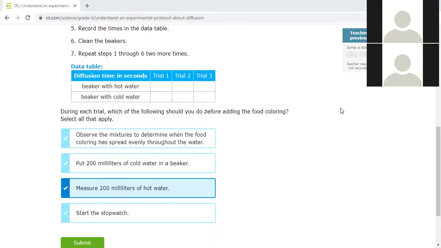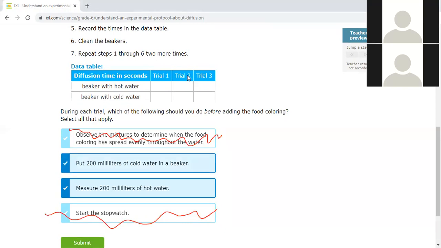I think the fourth one? You're right. It's not that one, because that's the last thing we do. So he's right. Let me cross that one off. And it's not the first one. Good job. We can't observe the food coloring before we add it. That doesn't make any sense, so he's right. So can we do this one before we add the food coloring? Can we put 200 milliliters of cold water? Yes.